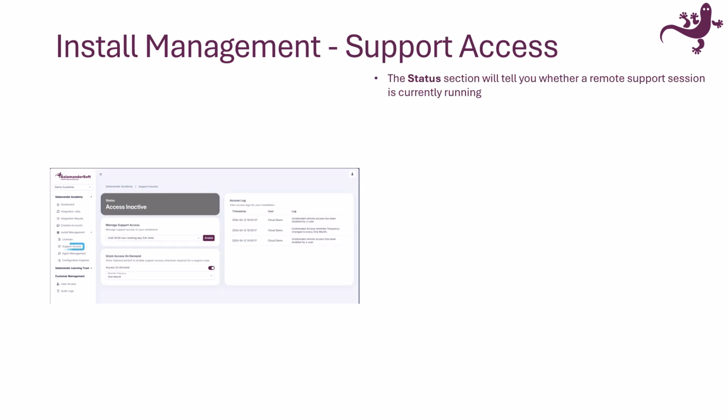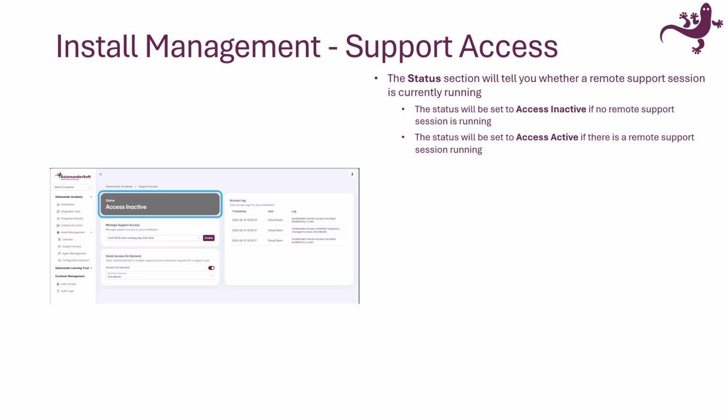The Support Access page provides you with details on remote support sessions. The Status section will tell you whether a remote support session is currently running. This status will be set to Access Inactive if no remote support session is running. The status will be set to Access Active if there is a remote support session currently running.